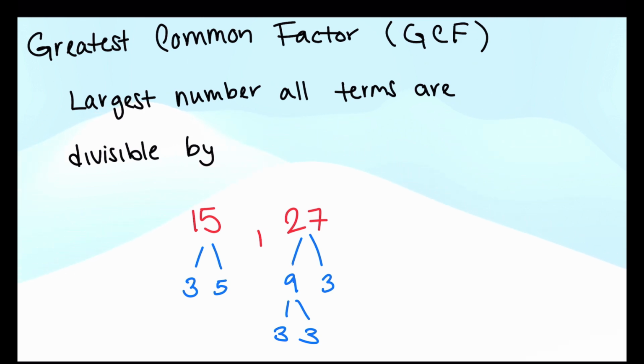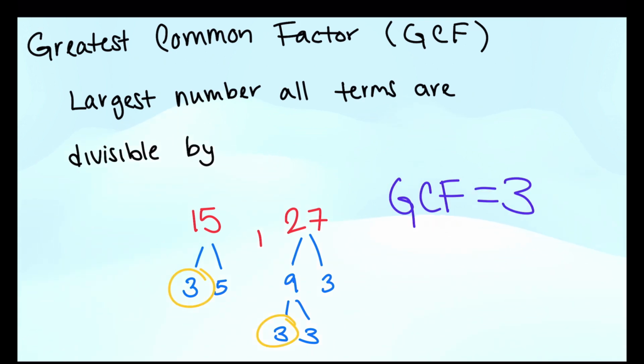Then you look at the prime factors for each number, and you see what they have in common. In this case, they only have the number 3 in common. So my greatest common factor, or GCF, would be 3. 15 and 27 are both divisible by 3. Now again, if you can do this in your head, you definitely don't have to write out the factoring trees, but it's nice to have a method when you're feeling stuck.